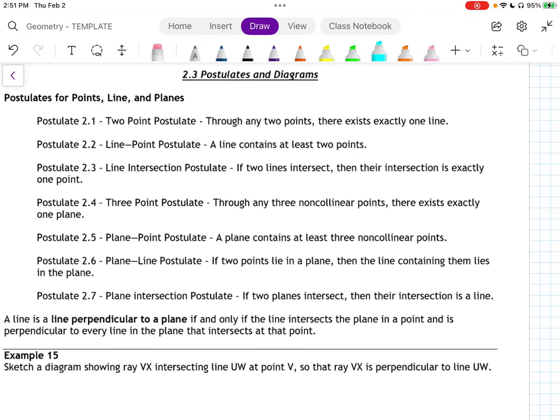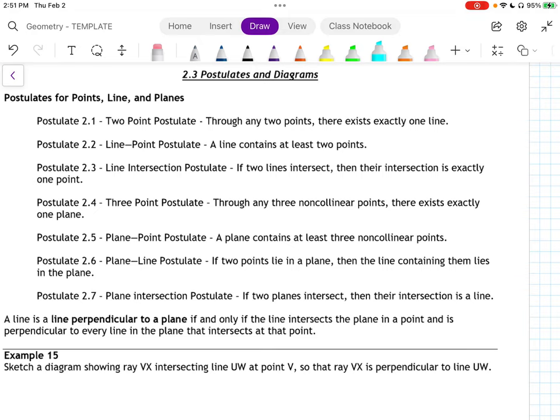Postulate 2.1, it is called the two-point postulate. And it says through any 2 points, there exists exactly one line. Right? So think about in your head, you draw 2 points somewhere, anywhere, you can draw one line between them, right? You take some string, you pull it taut between the 2 points, that is your line, okay?